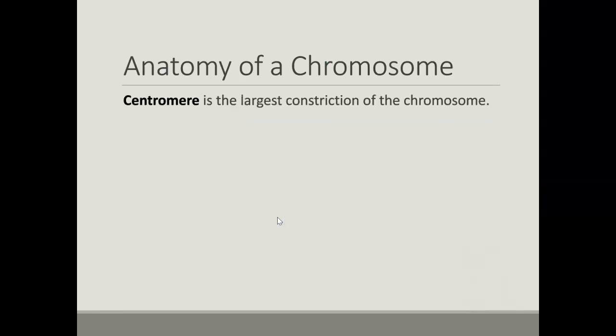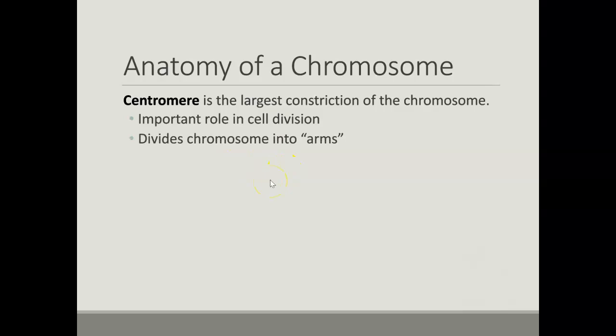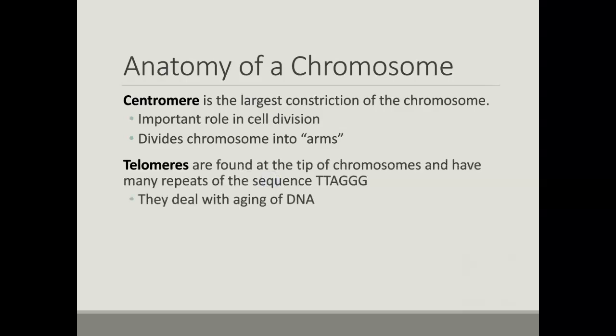So what does a chromosome look like? If you were to look at one, which I'll show you in a picture in just a moment, we know that the centromere is the largest constriction of the chromosome. It's the point at which the spindle fibers would attach during cell division, and then the spindle fibers would pull the centromere apart in order to pull the sister chromatids apart from each other. It has an important role in cell division. The centromere also divides the chromosome into what are called arms. You can think of a long arm or a short arm. It's a way that we can refer to different parts of a chromosome's anatomy.